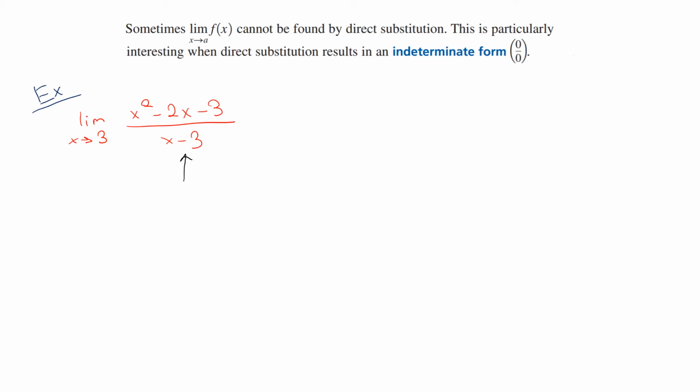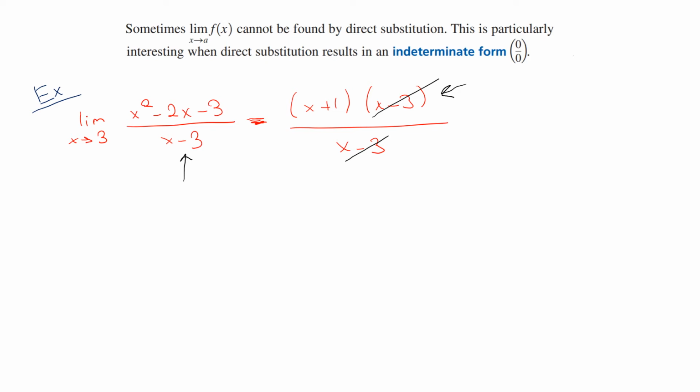If we do that, I can factor the numerator. So I'm going to say the top is x plus 1 and x minus 3, and then over x minus 3. And like I said, I was trying to cancel the denominator, which I found I can, since in the denominator I have x minus 3. So the only thing I'm going to do is cancel these out.